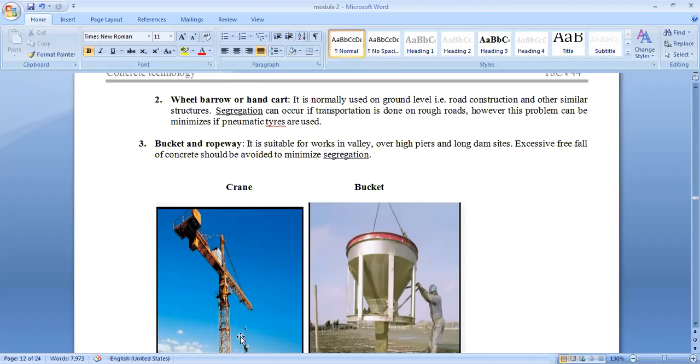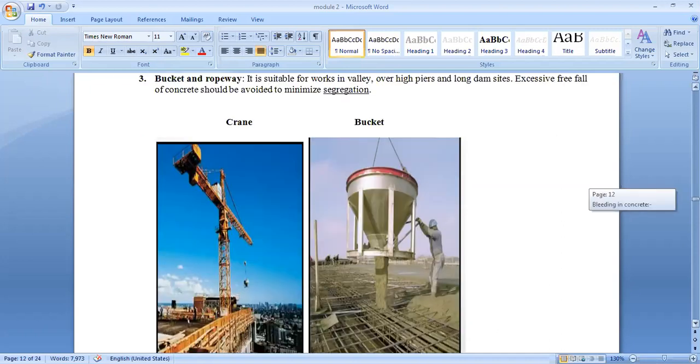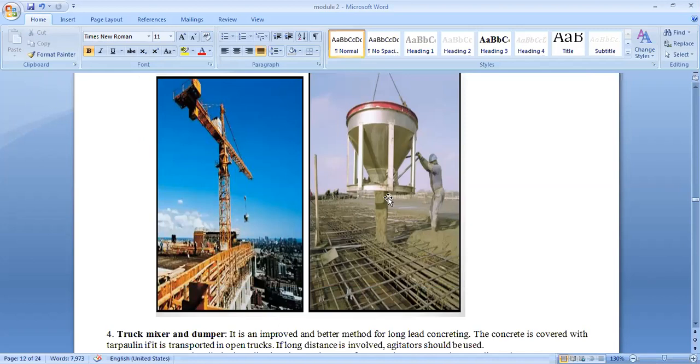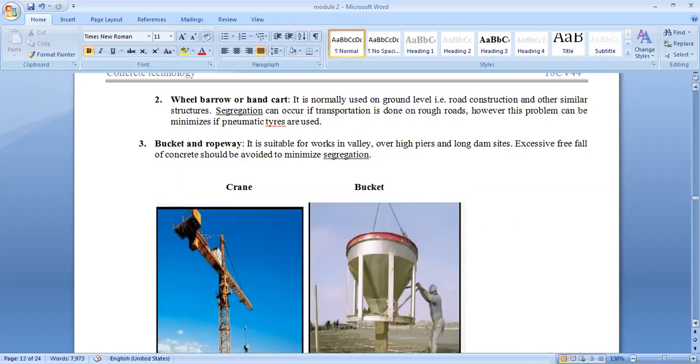The crane will lift the bucket along with the concrete to where we need to place it, and this bucket has an opening at the lower side. When it reaches the particular place where you need to place the concrete, the lower hopper will be opened. Then the concrete will start flowing into the reinforcement. Roof means it is used for embankment purposes. Roofway is used for river or dam construction purposes.